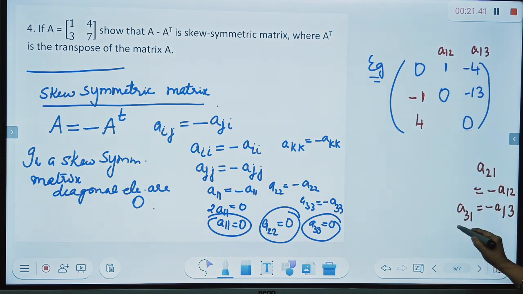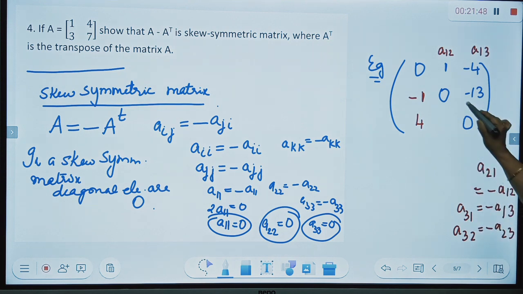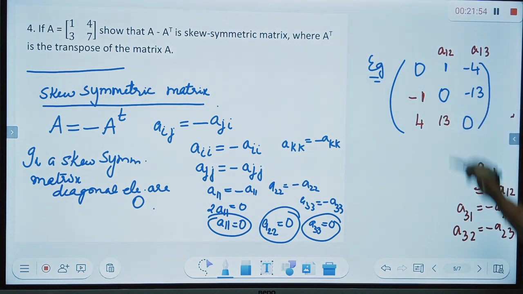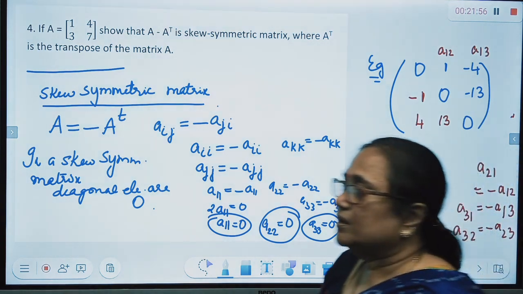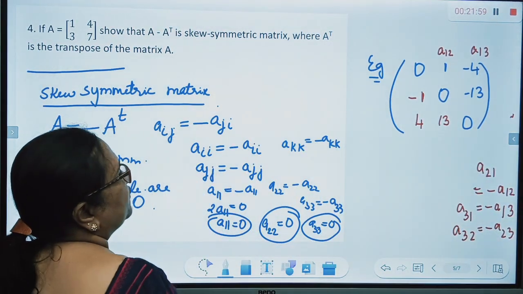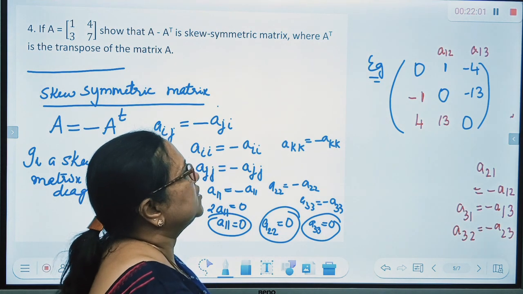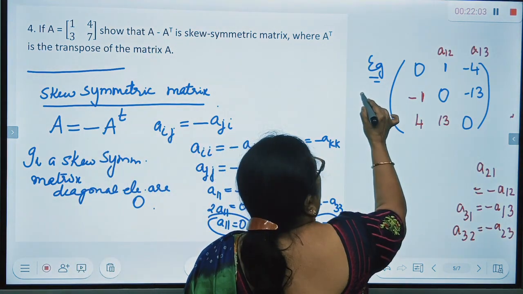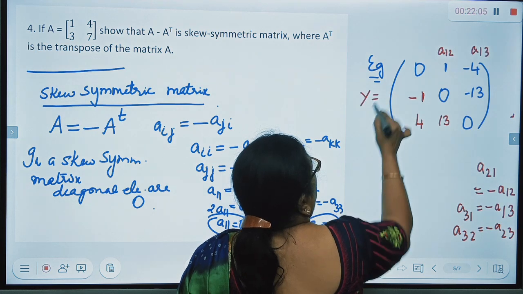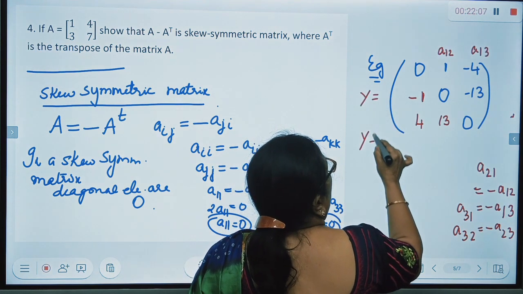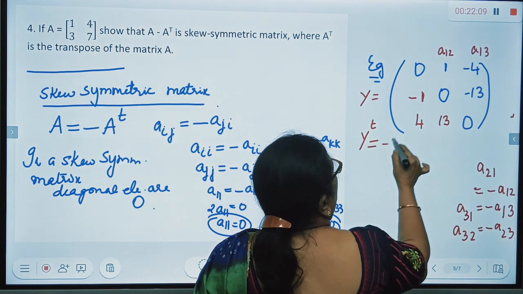What is this? This is A32. It will be minus A23. What is A23? This is the second row, third column, minus. So if you take minus A23, it will become 13. So this is an example of a skew symmetric matrix. If you take the transpose, you will see it is minus. Let me call this y. Then you will find that y transpose is equal to minus y.